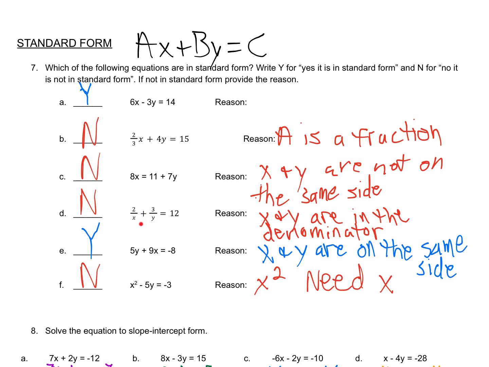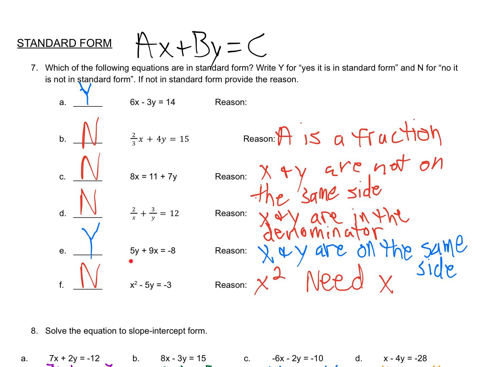You might be thinking, hey, x and y are on the same side, but they cannot be in the denominator. They have to be in the numerator. They have to be regular, not on the bottom of the fraction. So this is not in standard form either for part D.